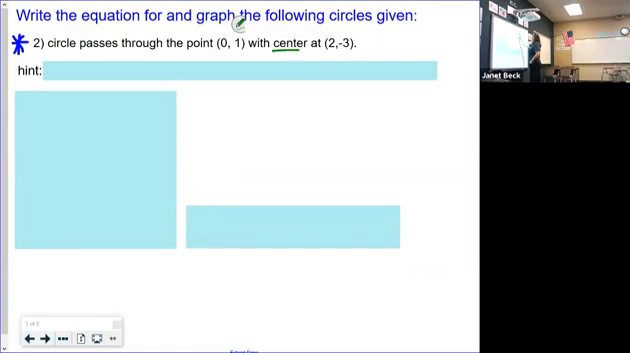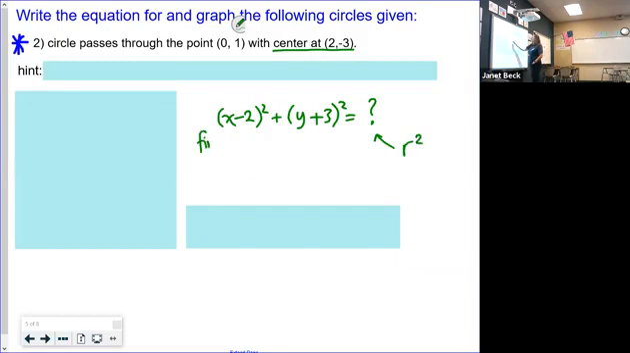So here's our HK point. It's definitely going to be x minus 2 squared plus y minus -3 squared. And all we have to do is find that number. And what we're going to put in there is going to be the radius squared. So we have to find the radius, and then we will square it.